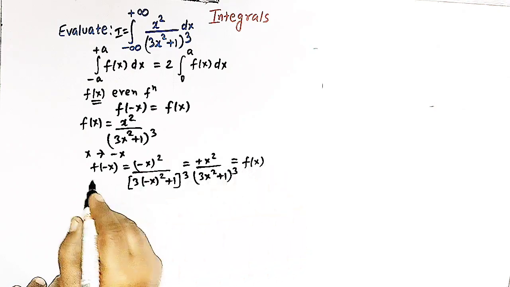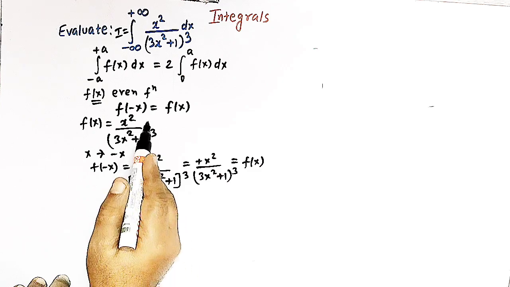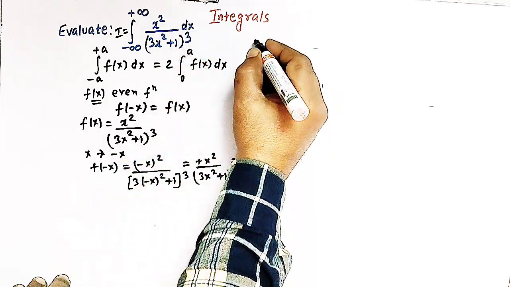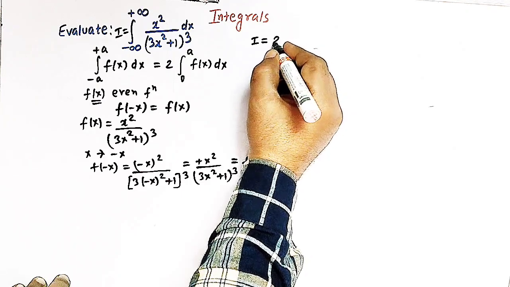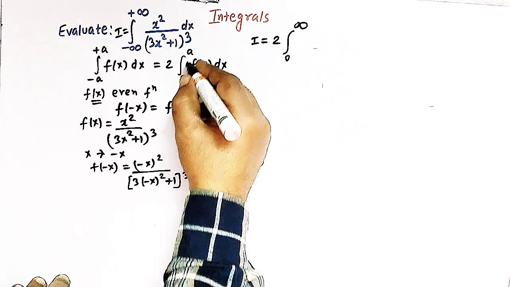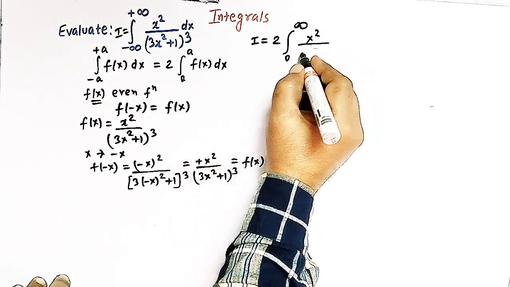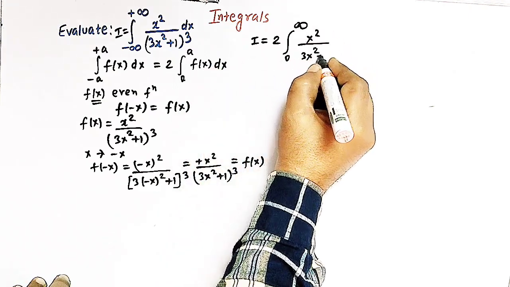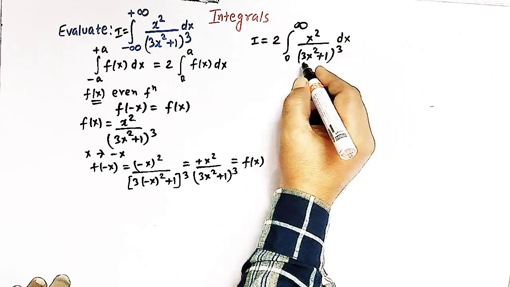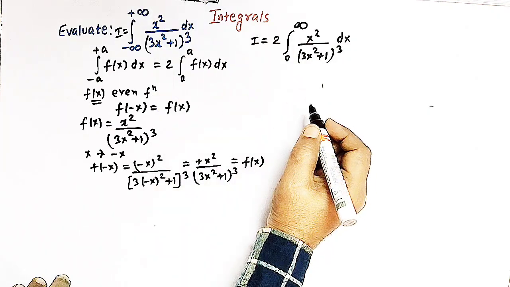So we have seen that f of minus x is equal to f of x, so this function is an even function, right? So now this integral I can now be written as 2 times the integral from 0 to infinity, that is 0 to a, and f of x is x square over (3x square plus 1) cube, right? And now we'll apply the method of substitution.